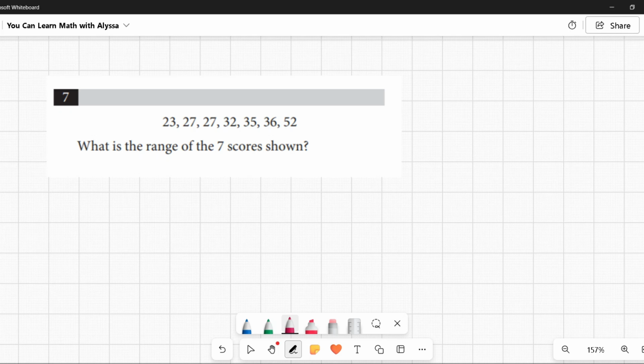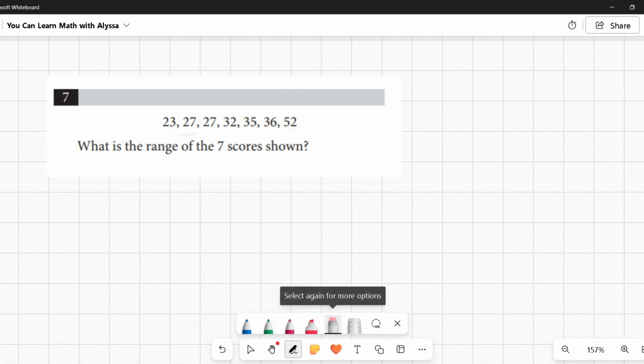Okay, so the mean is the same as the average. That's where we add everything together, then we count how many numbers there are, and we divide by how many numbers there are. So in this case, we would add all these up and then count 1, 2, 3, 4, 5, 6, 7. We would divide by 7. That is mean or average. The mode is the most common number, which one is repeated the most. That would be 27.